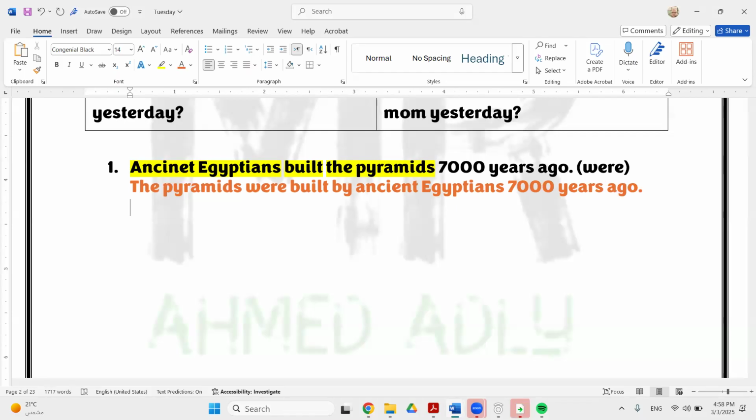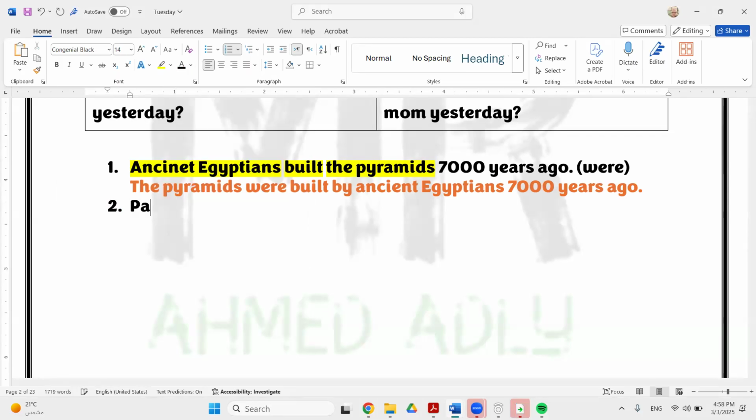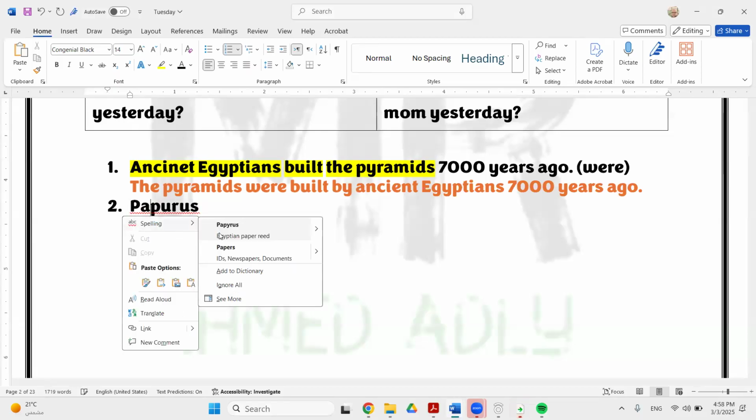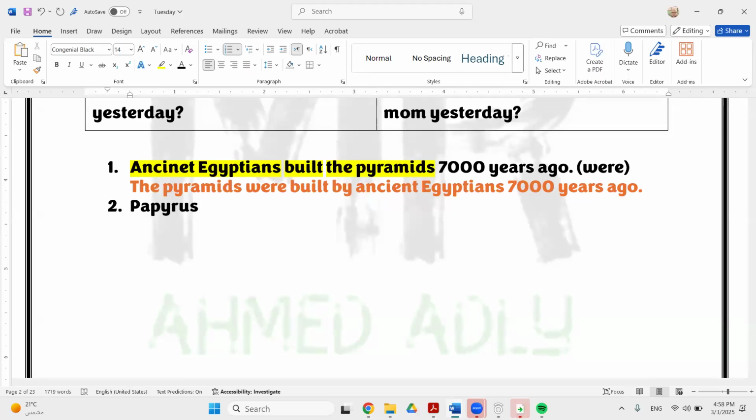طيب خلينا في الأسئلة العادية بتاعتنا اللي هي بتعتمد على الكومبليت. أنا بقول papyrus. Okay. Papyrus space من ورق البردي space use.